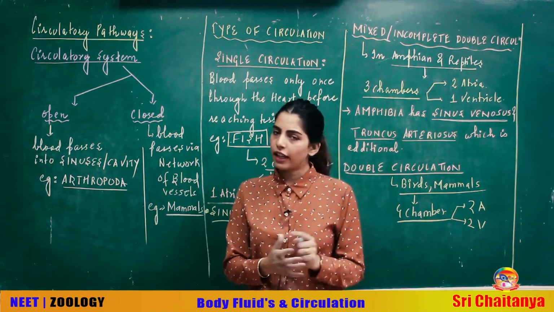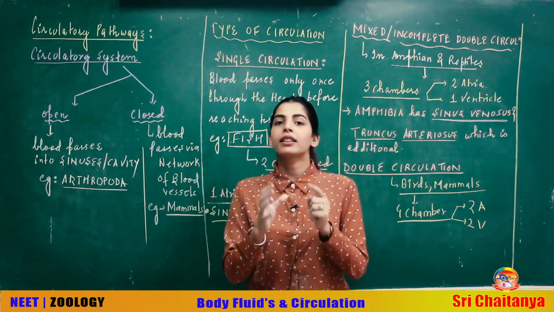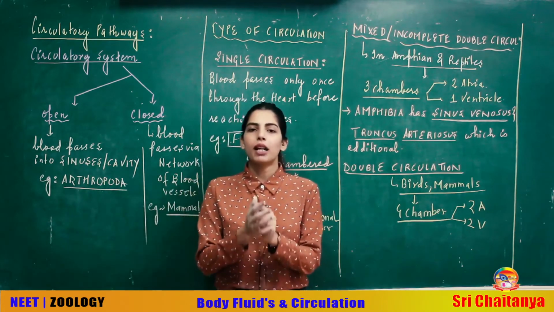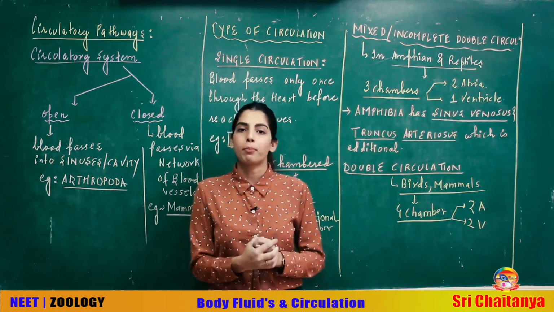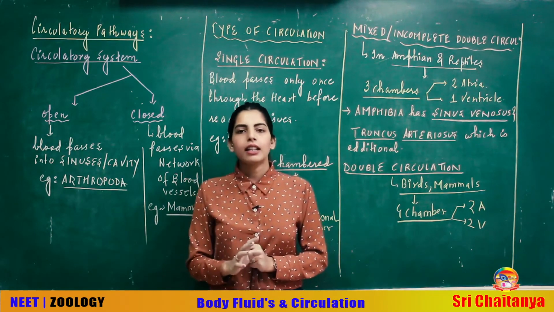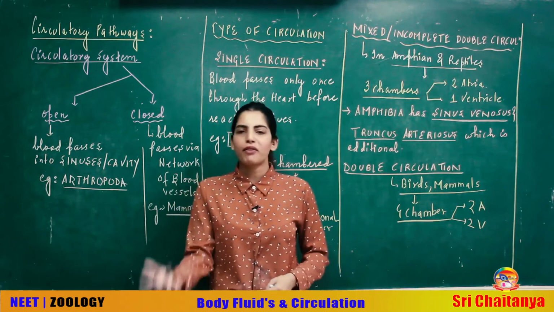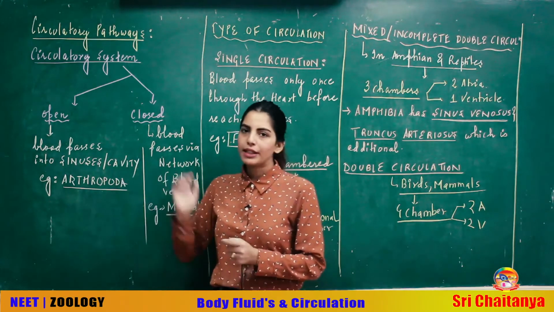But when you say closed circulatory system, that means for the blood to pass through, there is a network of blood vessels, arteries, veins and everything through which the blood is pumping. A very common example: humans also have a closed circulatory system, as do amphibians, fish and reptiles. So that's about these two.